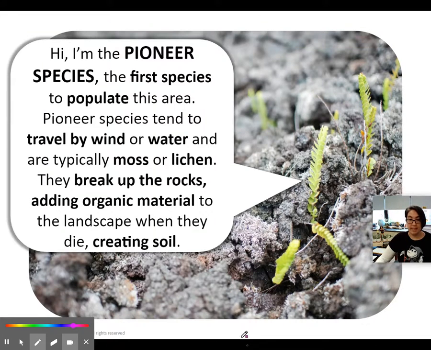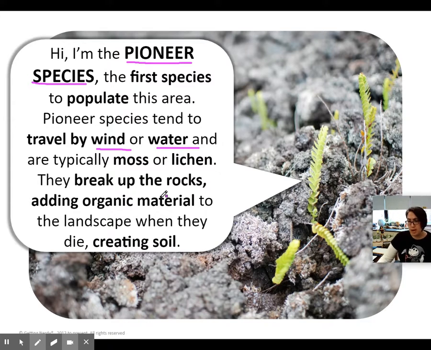So this little plant would be called a pioneer species. So this would be the very first species that populates an area. Pioneer species tend to travel by wind or by water and are typically moss or lichen. And lichen is a mutualistic plant of two different organisms growing together. They typically start to break up the rocks, think weathering, and add organic material to the landscape. And this is how we create soil.